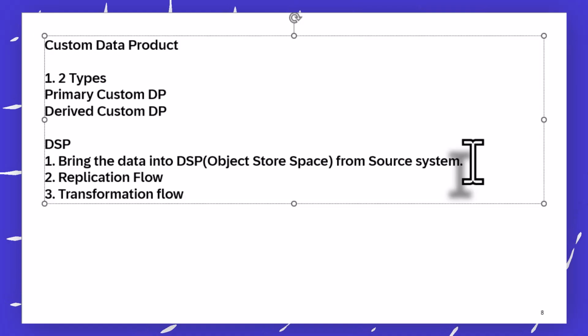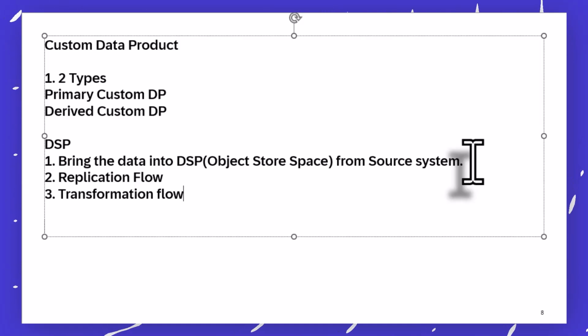If you want to create a derived custom data product, the data product you have created as a primary, you can use that primary as a source for your derived data product, and then you can build it. So that is all about the custom data product. But going forward, SAP is coming with a tool called Data Product Studio. If you search on YouTube, there are a couple of videos on that Data Product Studio.